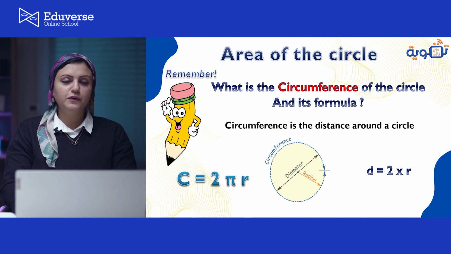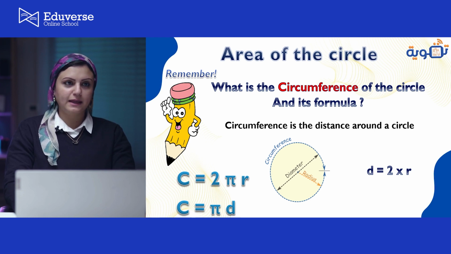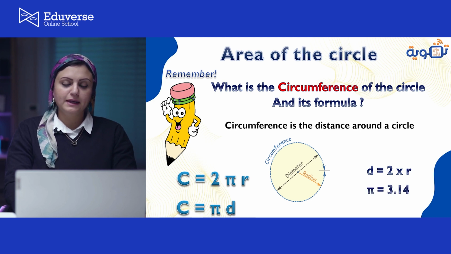Now, what is the formula of the circumference of a circle? It's equal to 2πr, or we can remove this 2r, which is 2 multiply r, and put diameter instead. So it can also be πd. Remember, the π is a constant, equal to 3.14 or 22/7.